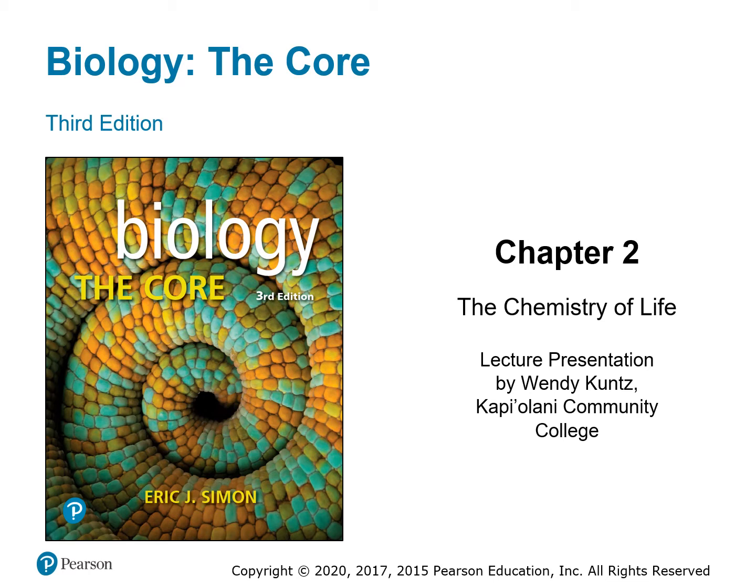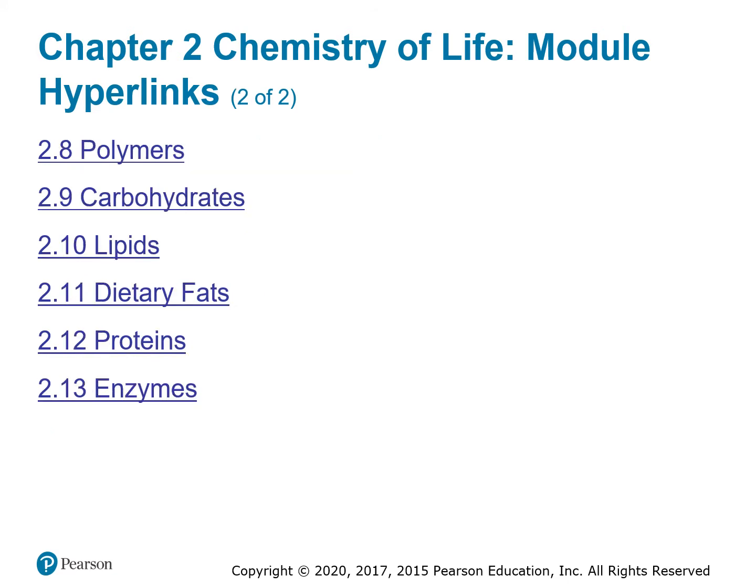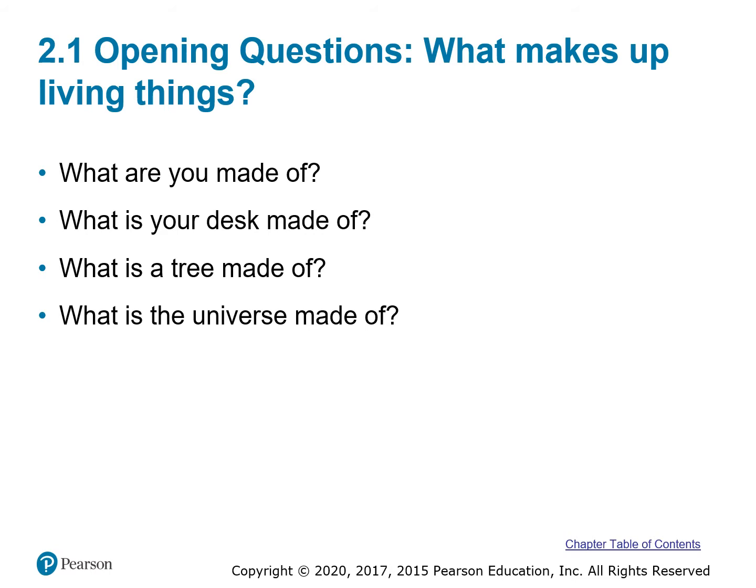Let's do a review of Chapter 2 from Biology, the Core, on the chemistry of life. So when we think about living things, what makes up a living thing? What makes up the matter of a living thing? And basically, we can think about what you're made of, what other living things like trees are made of, and what non-living things like your desk or your laptop or the universe are made of.